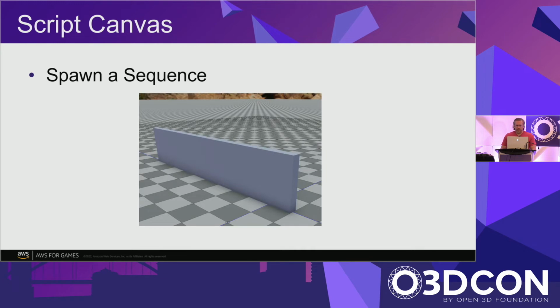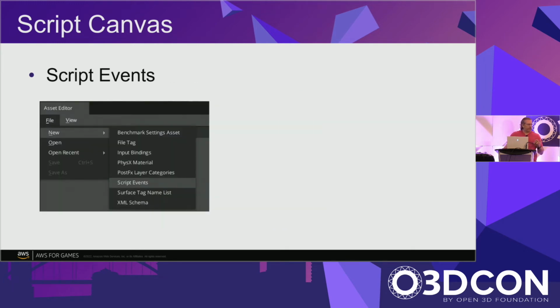Okay, so we spawned the sequence. Next up, I want to show you how we can now use script events to start creating more complex elements. In order to create a script event, let's minimize Script Canvas for a moment.